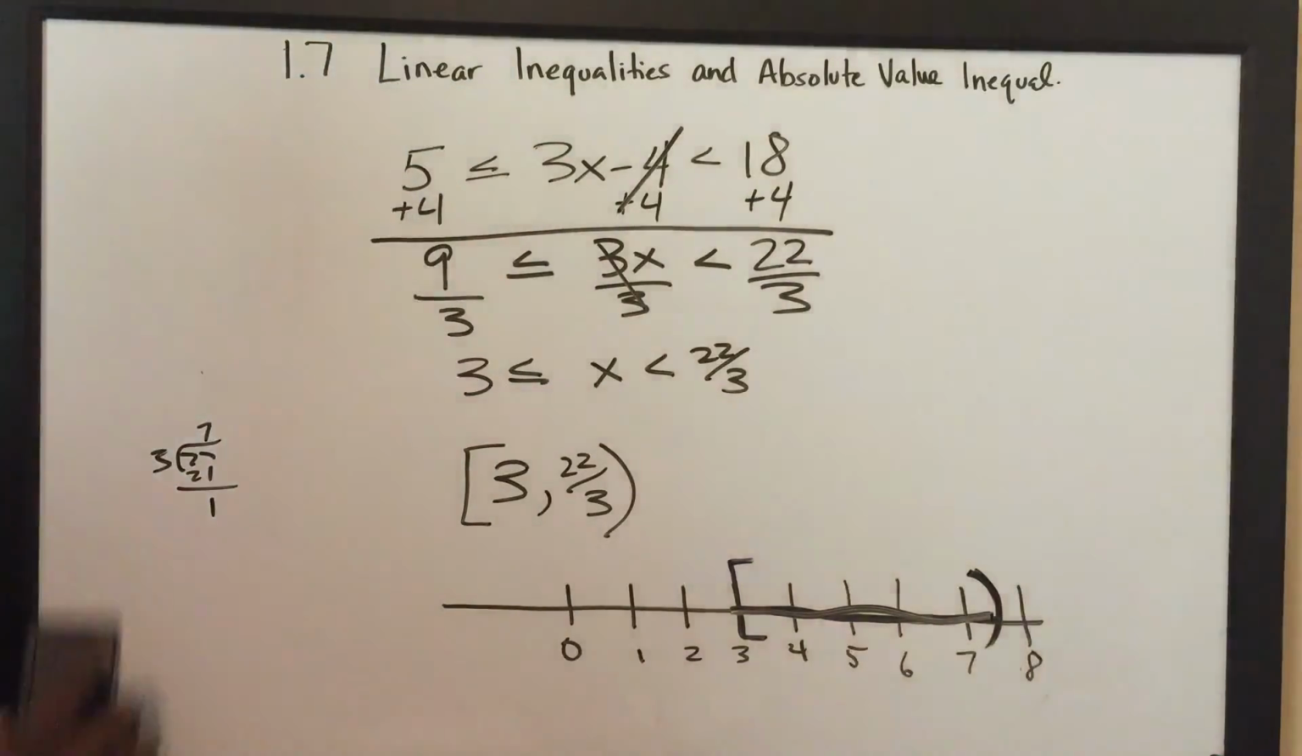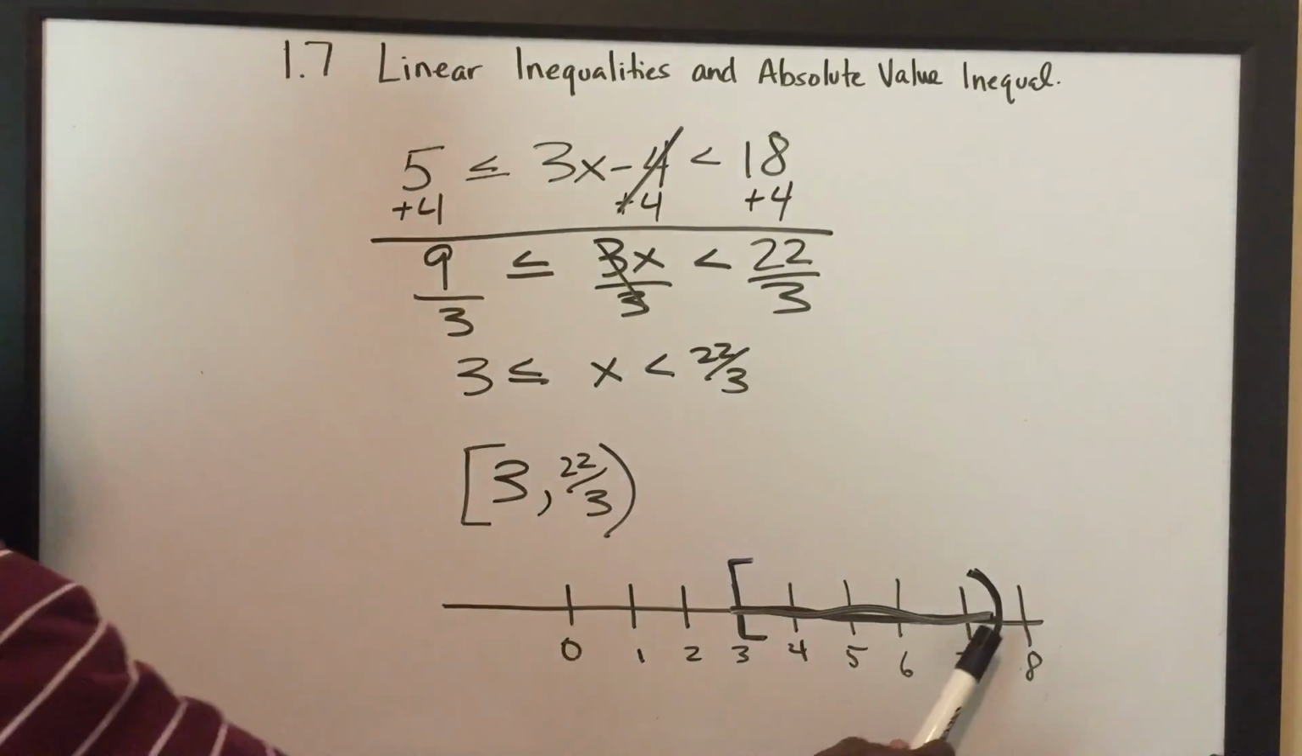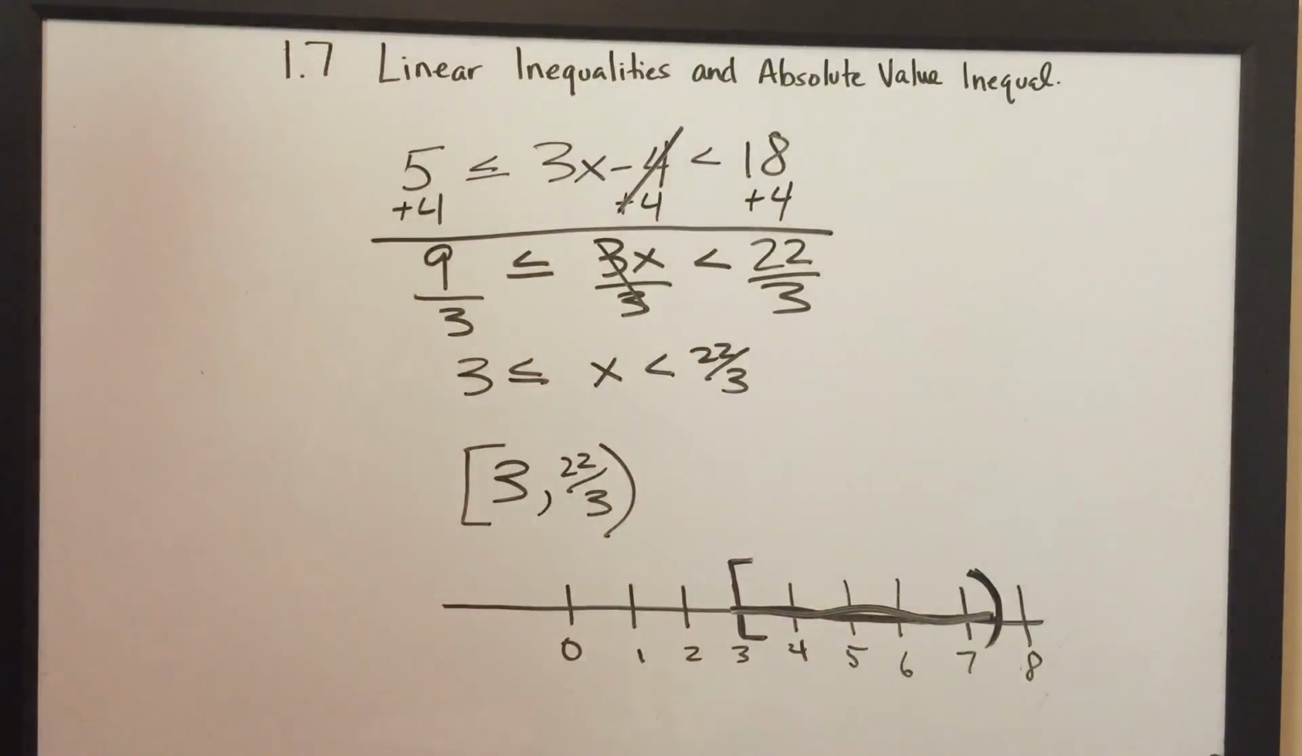All right, so that's how I would graph that, and then write it in set notation as well, because it's saying that the set consists of all real numbers that are greater than or equal to 3, but they're less than 22 over 3. And that's exactly what this graph says.